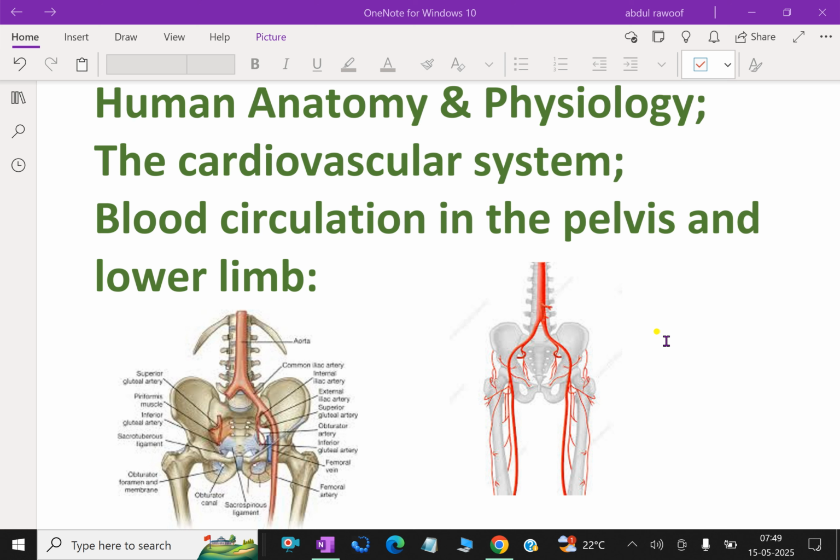The internal iliac artery runs medially to supply the organs within the pelvic cavity. In the female, one of the largest branches is the uterine artery, which provides the main arterial blood supply to the reproductive organs. The external iliac artery runs obliquely downwards and passes behind the inguinal ligament into the thigh, where it becomes the femoral artery.